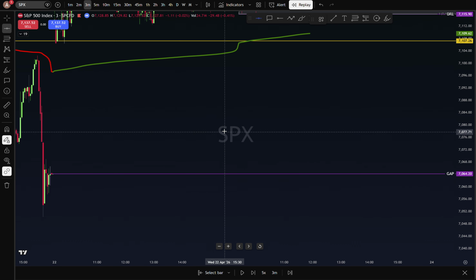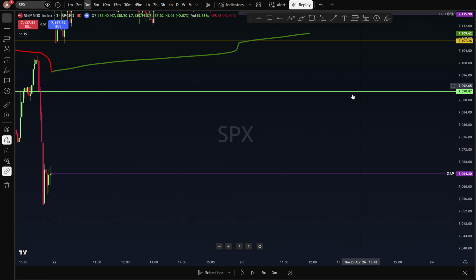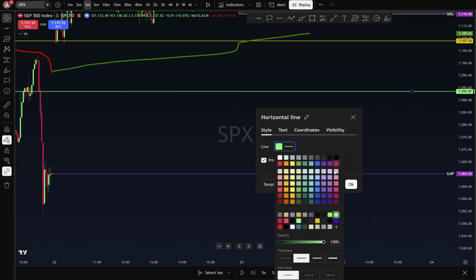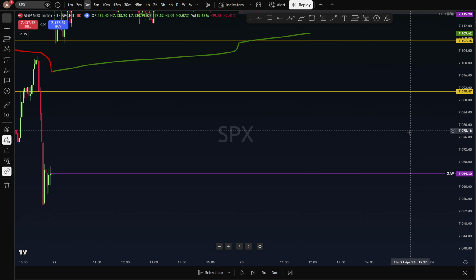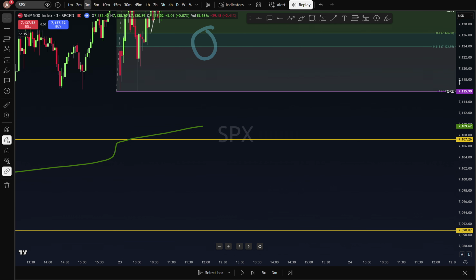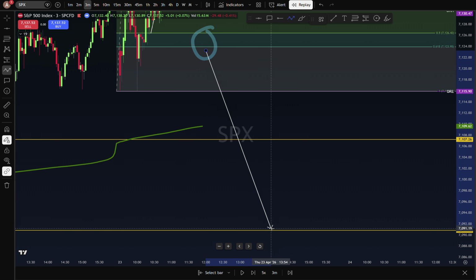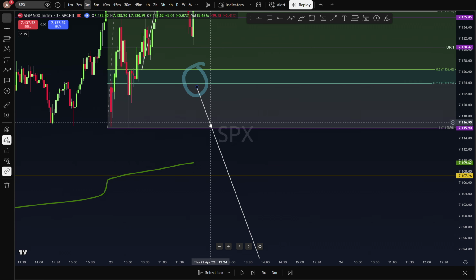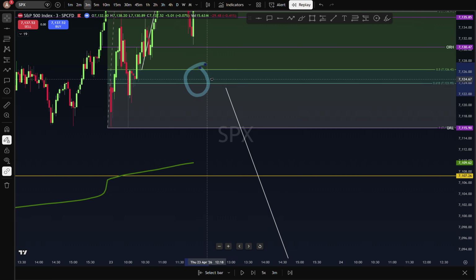Let me show, where is that? So right here, and this level, let me change the color to something yellow. Okay, so I'm going to short right here once this level breaks, I'm going to short all the way right here. So when the GPZ level breaks, I'm going to short.